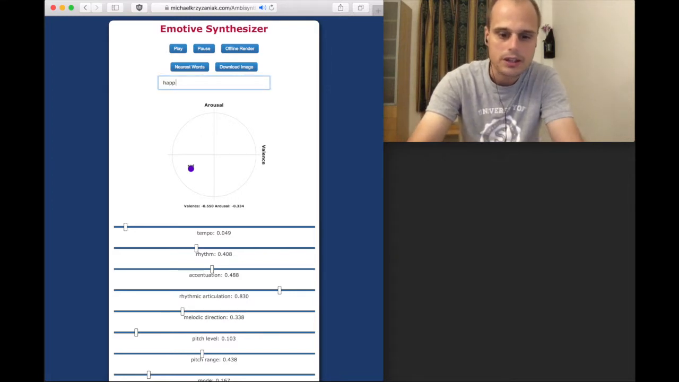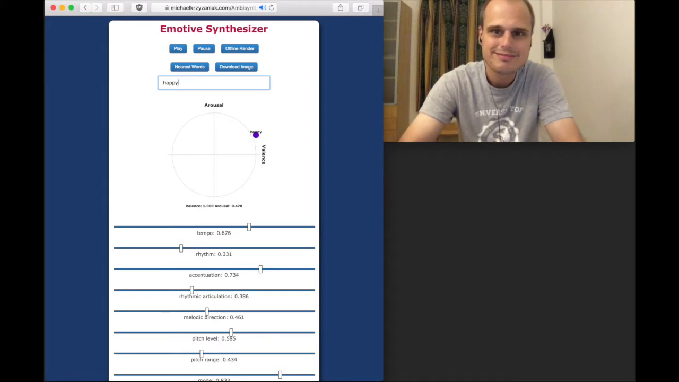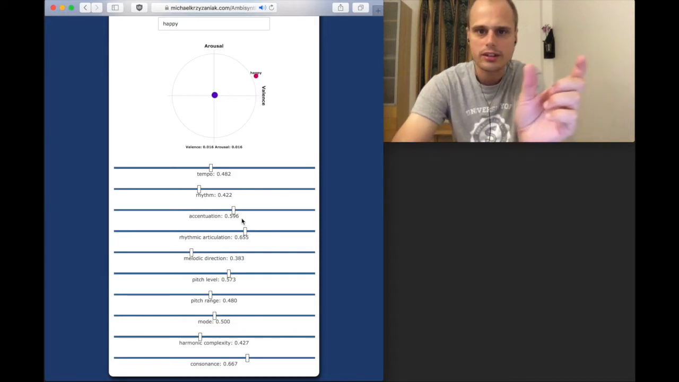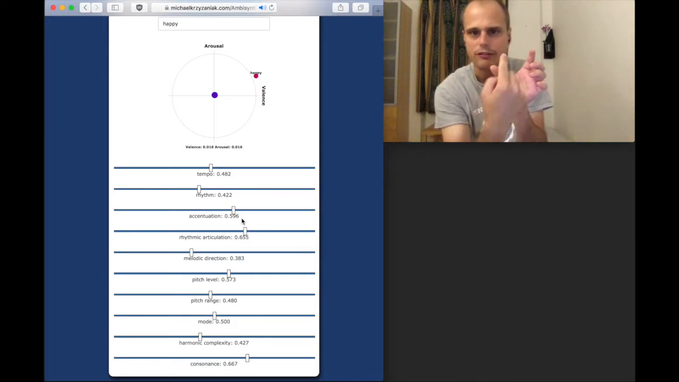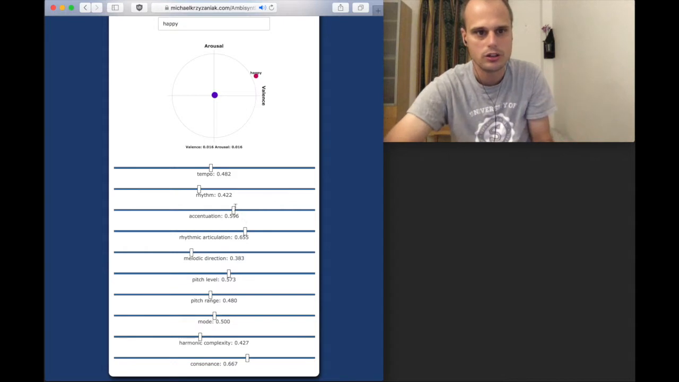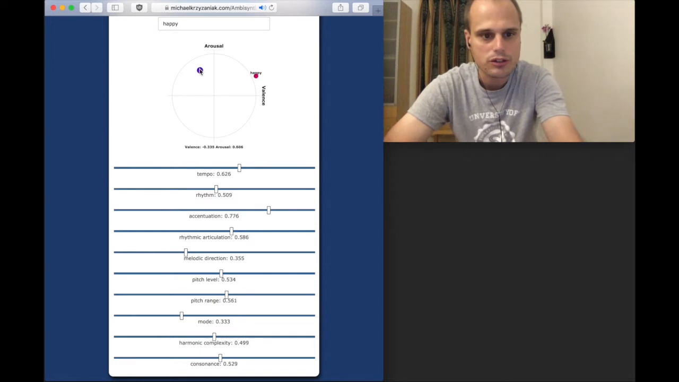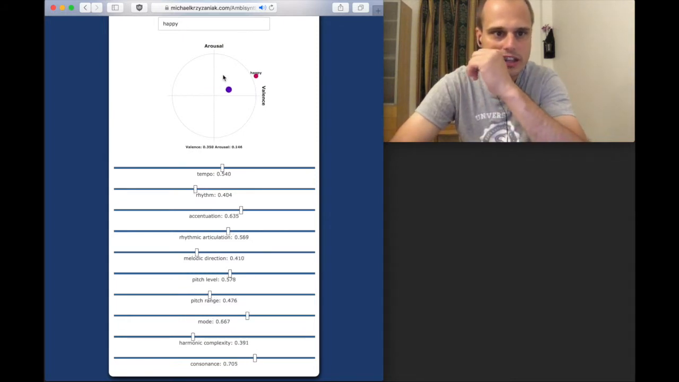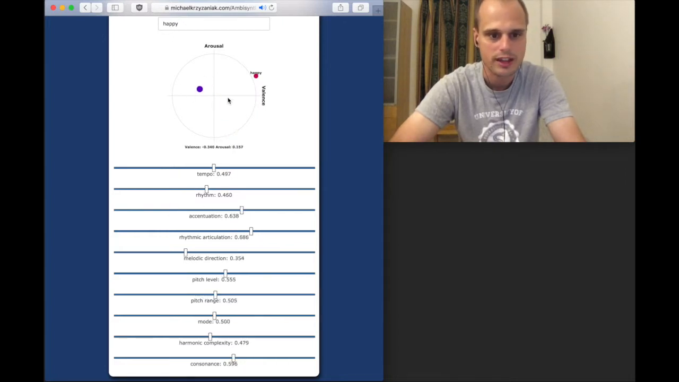And what about happy? Maybe, kind of. So I think part of the problem here is that for some of the sliders, the full range of the slider never ends up getting used. As I move this purple dot around, you can see pitch level pretty much just stays in the middle, no matter where I move the purple dot to. So this pitch level slider pretty much always stays in the same place.